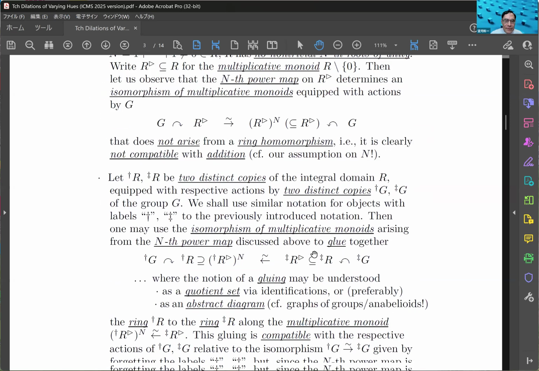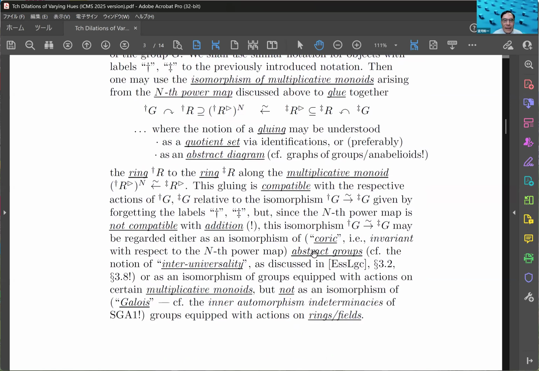which is often misunderstood, and that is that since the nth power map is not compatible with addition, this isomorphism may be regarded either as an isomorphism of abstract groups, or as an isomorphism of groups equipped with actions on certain multiplicative monoids, but not as an isomorphism of Galois groups, in other words, an isomorphism of groups equipped with actions on rings or fields.